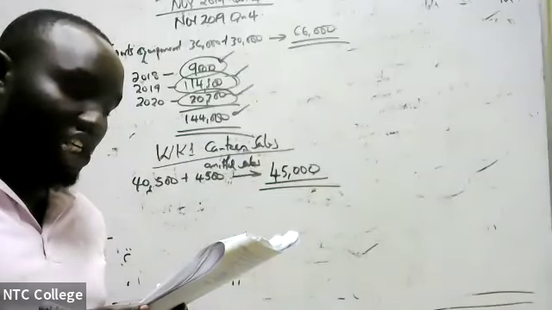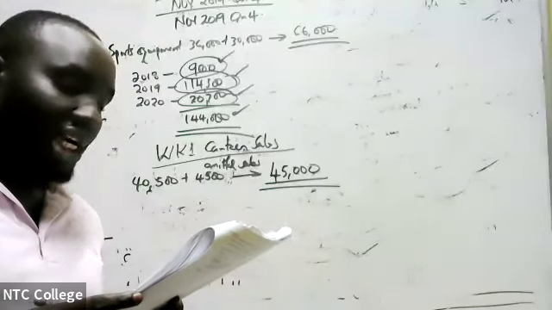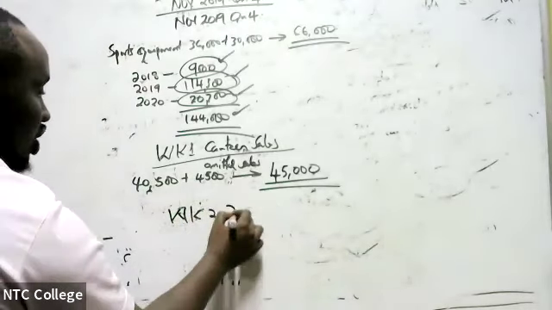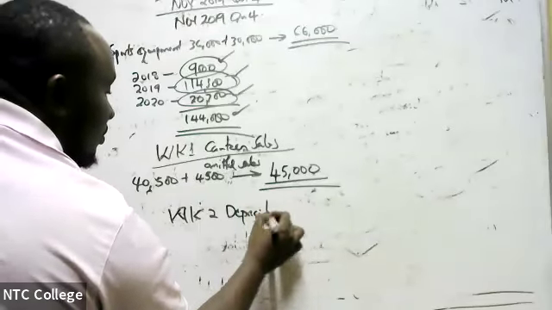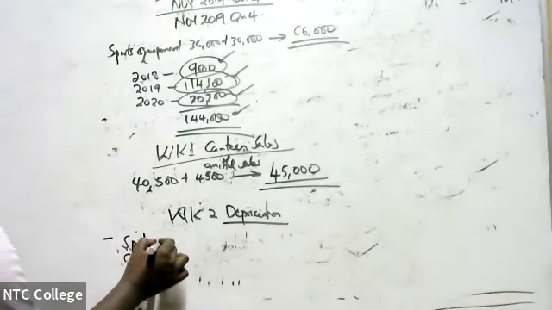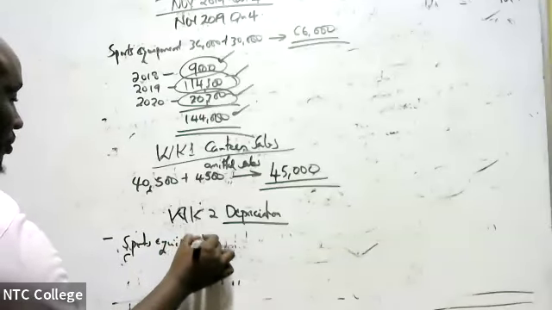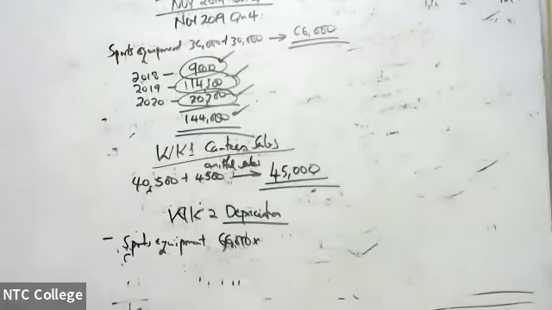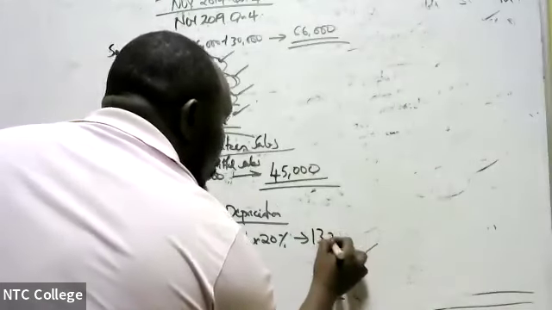Then you're being told that depreciation was charged on a straight line. So I have working two, we call it depreciation. I start with sports equipment. The cost is a figure of 66. So I'll have 66 times the rate of depreciation, which on a straight line is 20%. What is the depreciation for that? 13,200.